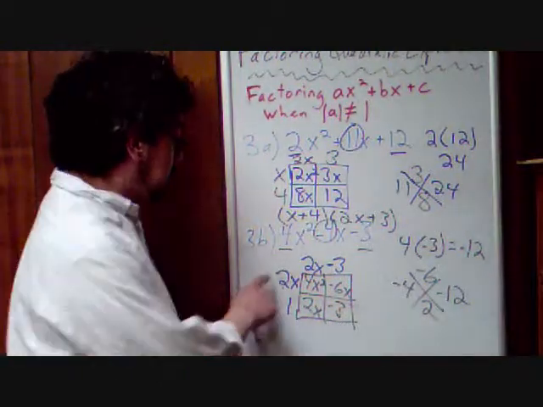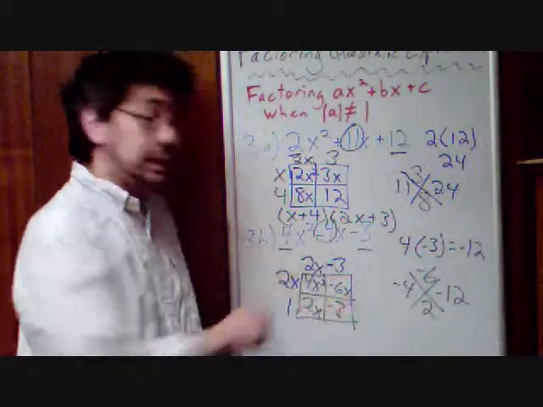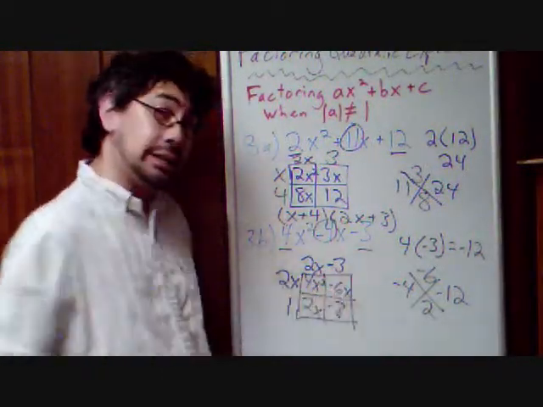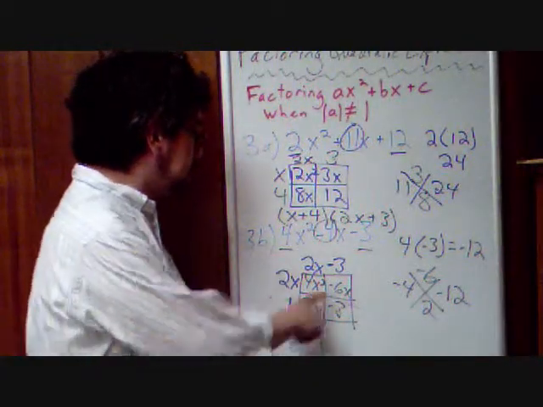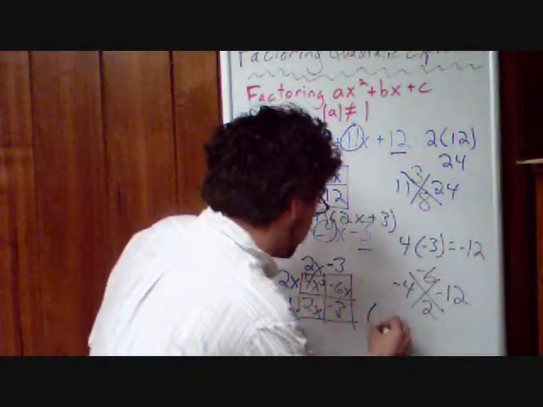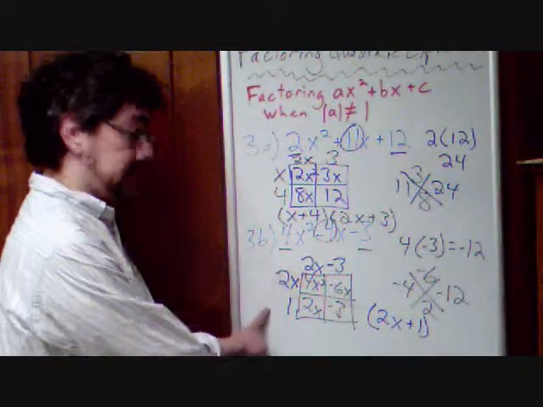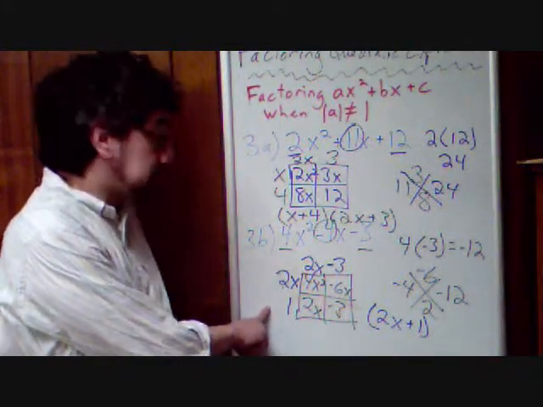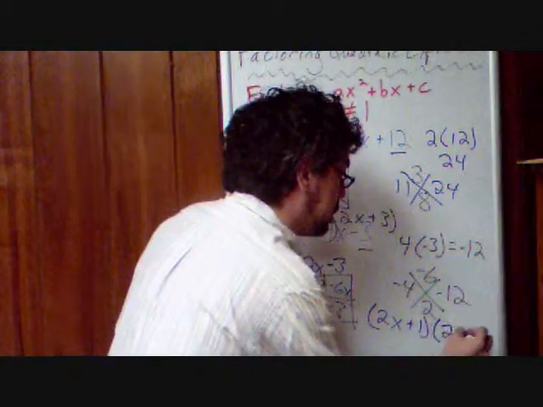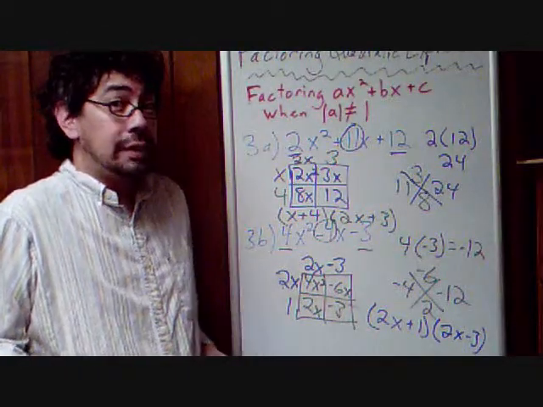Again, very easy to check. 2x times 2x, is that 4x squared? Yeah. 1 times 2x, is that 2x? Yeah. 2x times a negative 3, is that negative 6x? Yep. 1 times negative 3, is that negative 3? Yeah. So my factors, 2x plus 1, right here, remember, that 1 is positive, so that's my operation, plus. And 2x minus 3. And I'm all done with my factoring.